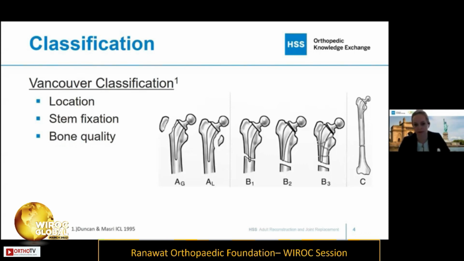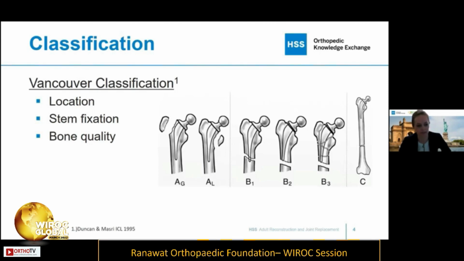Now the B's are what we'll spend the majority of the time talking about today. A B1 is a fracture around a stem, but with a stable femoral component. B2 is where the femoral component is unstable, and then a B3 is a fracture around the stem with an unstable component, but also a big deficiency in bone around it.